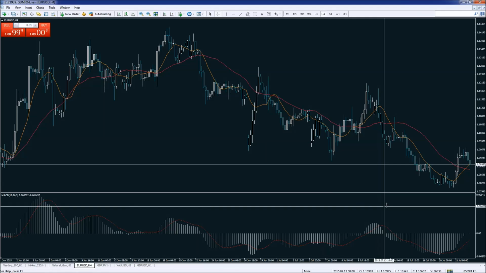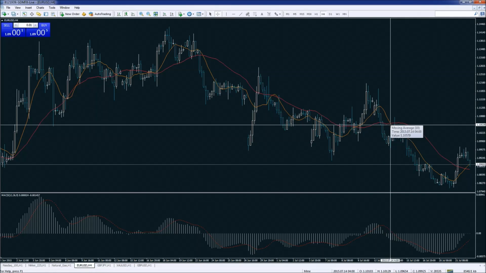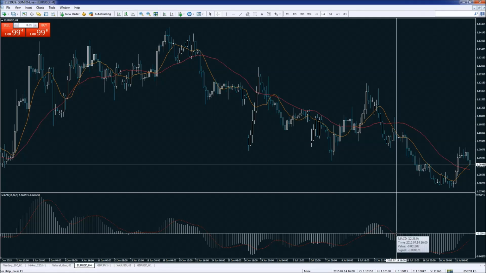As you can see here, on that particular crossover, when the moving average crosses, our histogram is below the zero level. So this is our confirmation that we have a bearish signal.